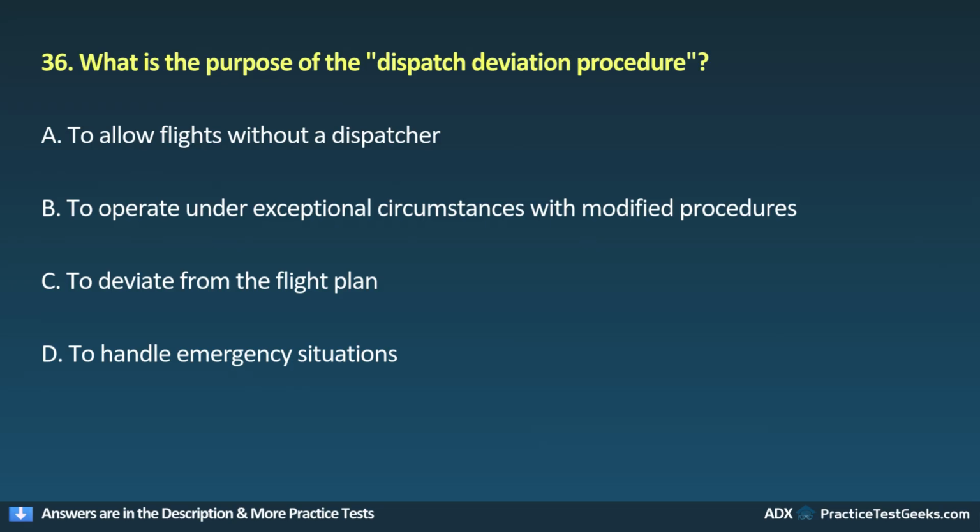36. What is the purpose of the dispatch deviation procedure? A. To allow flights without a dispatcher. B. To operate under exceptional circumstances with modified procedures. C. To deviate from the flight plan. D. To handle emergency situations.